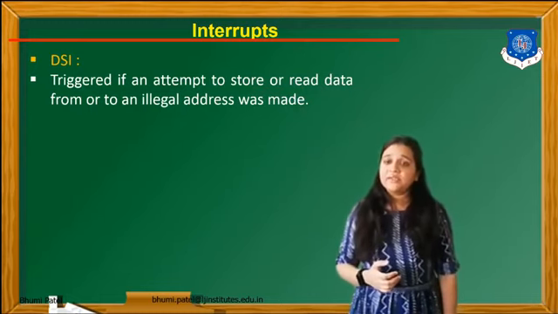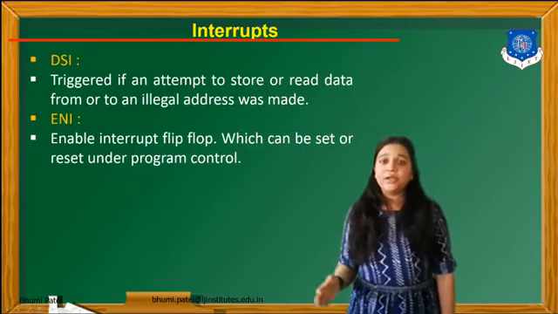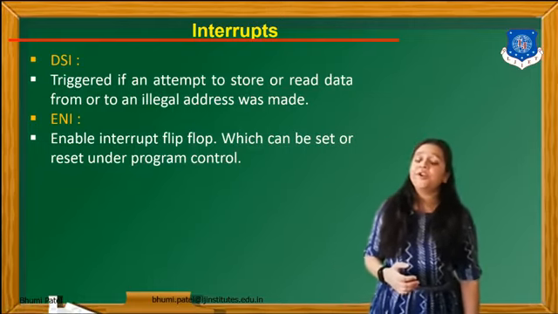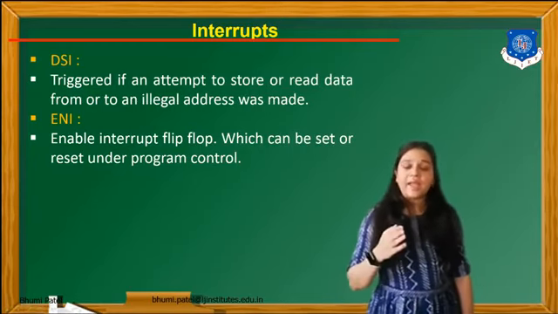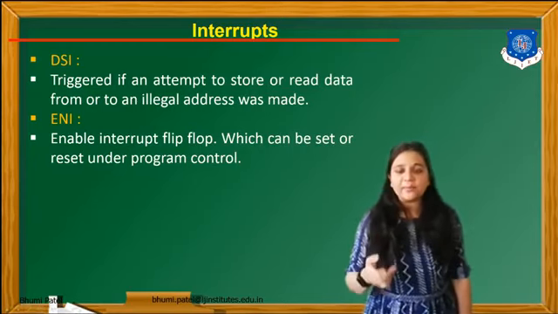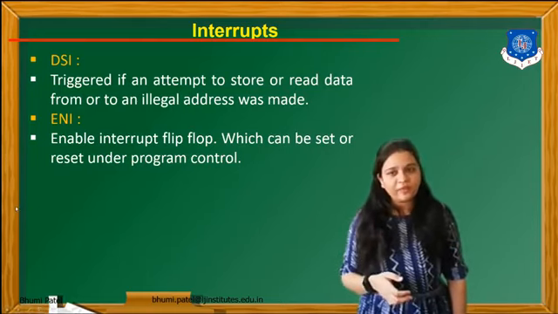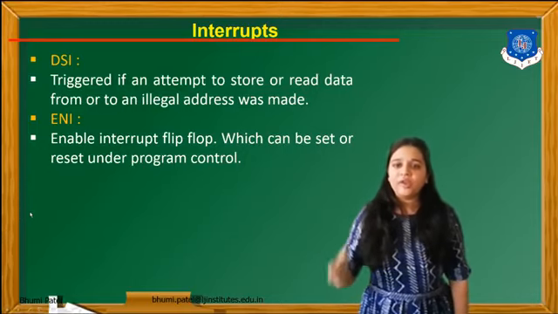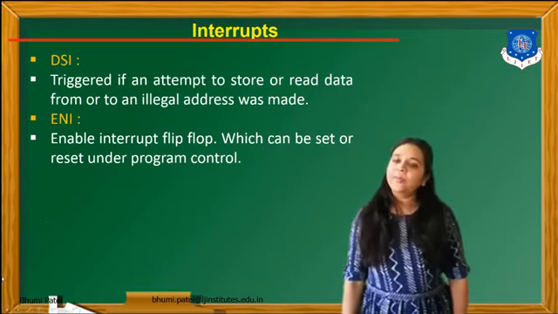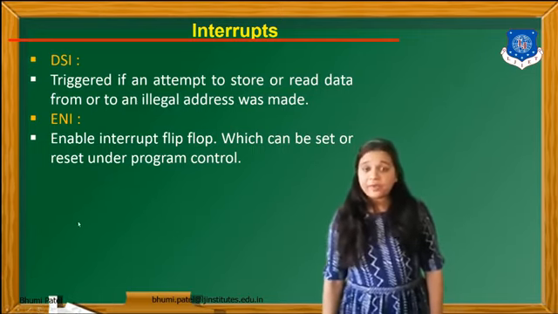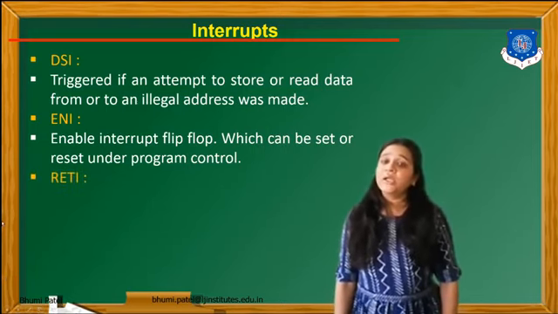The next one is the ENI, enable interrupt flip-flop. We have different types of flip-flops depending upon the application. One simple example is the RS flip-flop, which is used to reset or set the flip-flop. So the enable interrupt flip-flop can be set or reset under program control. We have different types of program control instructions, and at that time we can use the enable interrupt flip-flop.